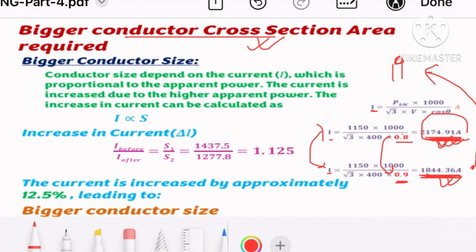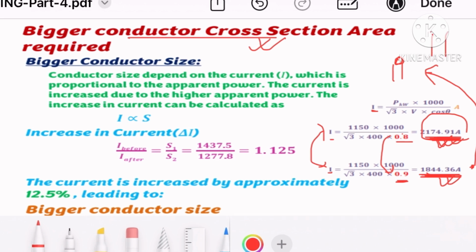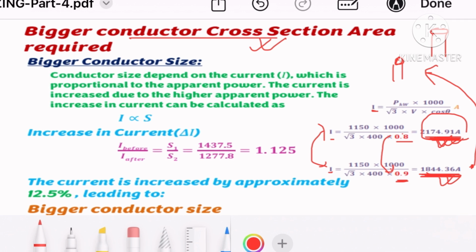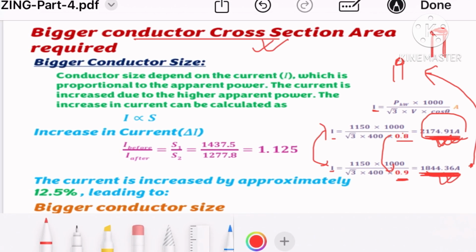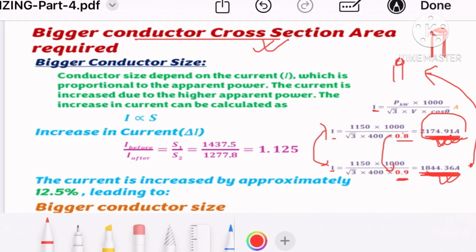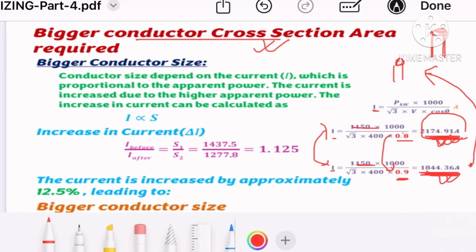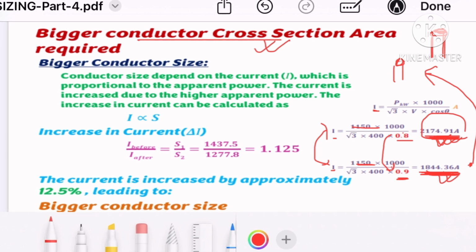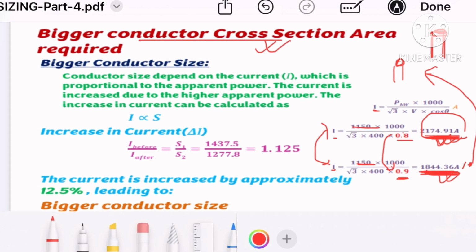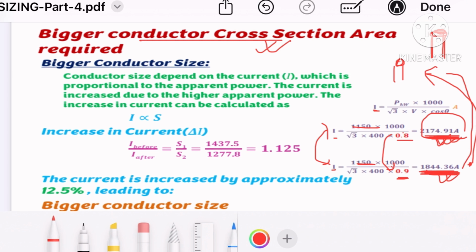So as the current requirement is reduced, the cable which is carrying this current, as the current is reduced, the cross section area of the conductor is also required less. Why? Because we reduce the current in the system. Our load is same in both the cases, 1150 kilowatt, but due to improvement of the power factor, we reduce the current. In order to carry this reduced current, we need a reduced cross section area of the cable.